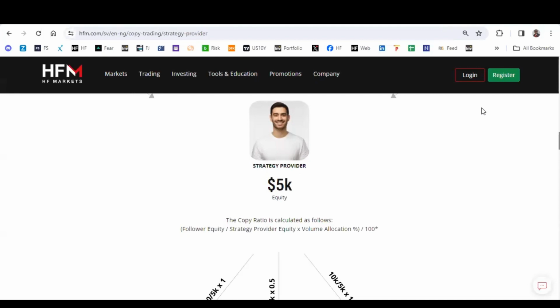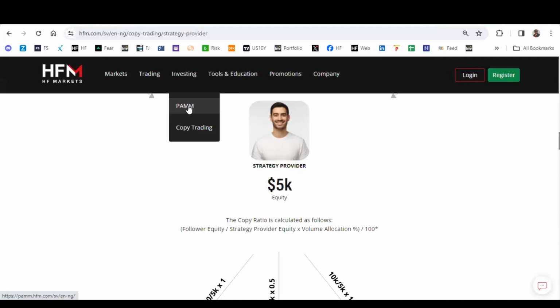Now, is the HF copy and PAM the same? PAM, you see it under investing as well. It's also another approach to this. PAM is the percentage allocation management module. PAM is the percentage allocation management model. Now, it's somewhat similar, but the PAM doesn't give the follower a lot of control over his account.